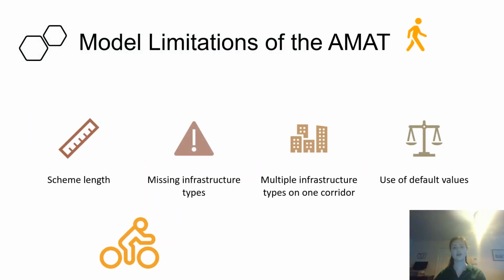During the stakeholder engagement, some model limitations of the AMAT were also identified, such as scheme length, missing infrastructure types, multiple infrastructure types on one corridor, and use of default values.